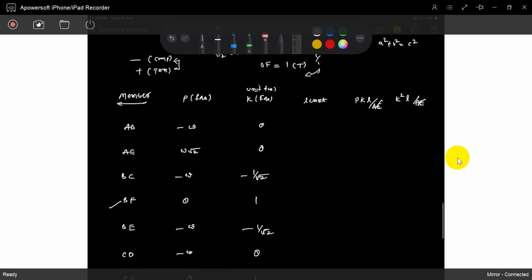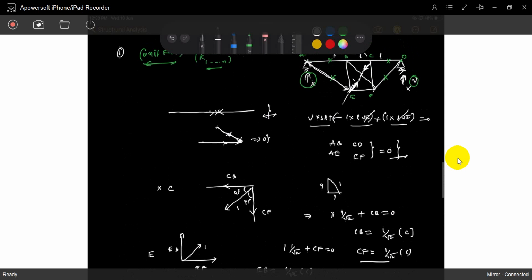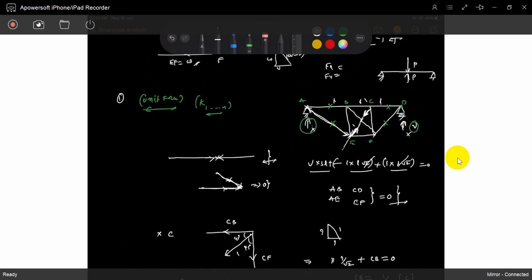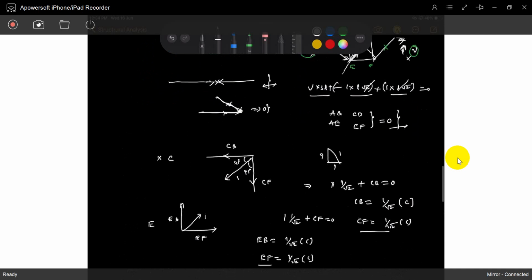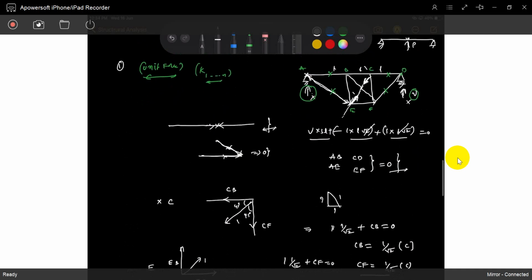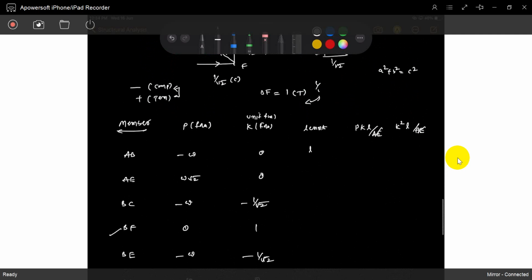So length: everything is L. See, it is the length. Only AE and DF are L root 2, and also BF is L root 2. So okay, AB is L, AE is L root 2.